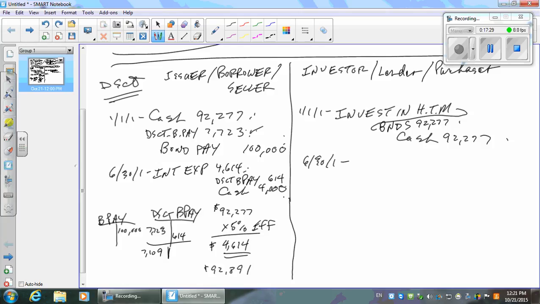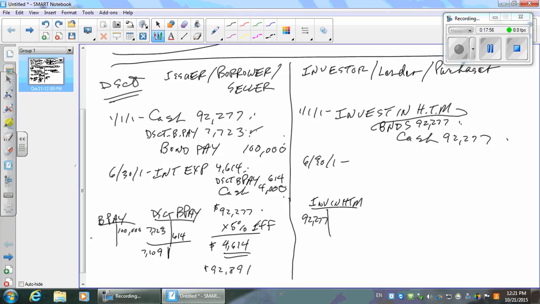What's these guys going to look like? What is the carrying value of the bond over here? You guys have any idea? This one's easier. What's the investment in held to maturity bonds? What's in there? Don't think about it too much. What is it? 92,277. Does that number sound familiar to you? Yeah, it's the 92,277 that's on the other side of the deal. Of course, it's the same deal, right?